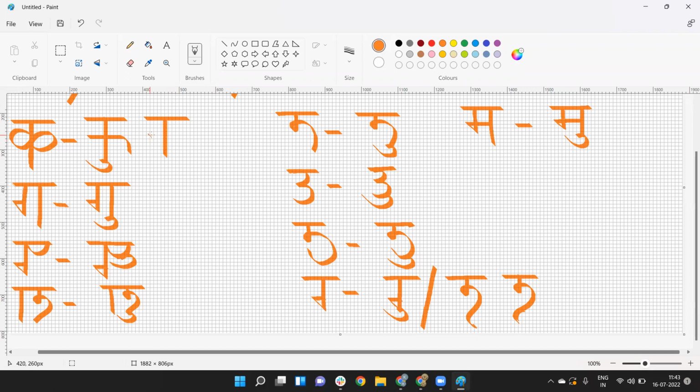Let's start from Ka again. The basic shape remains the same. Now here we attach this. First we write U like this. Now we attach one more tail to it. So this is U.